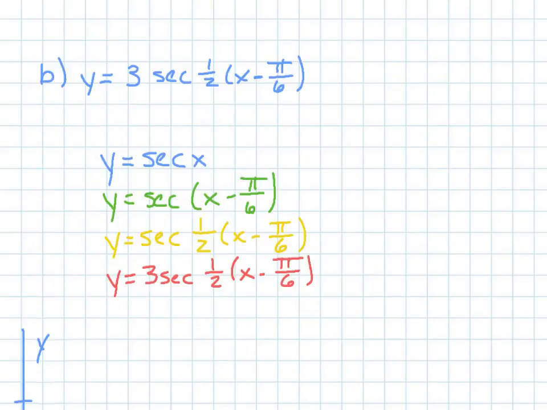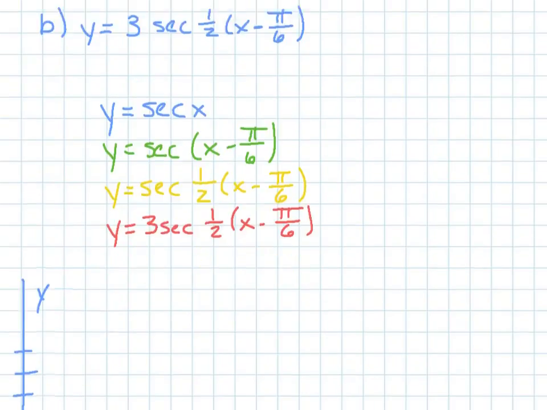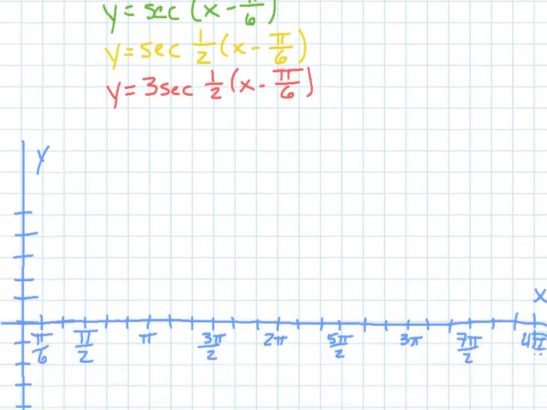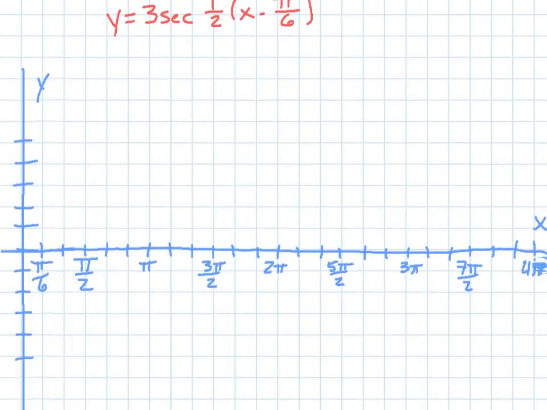Now here I'm going to use transformations. So, for 3 secant of 1/2 times x minus pi over 6, here your phase shift has already had the k value factored out, so you don't have to worry about it. So let's graph secant of x first. So secant of x, remember, was 1 at 0. At pi over 2 is undefined.